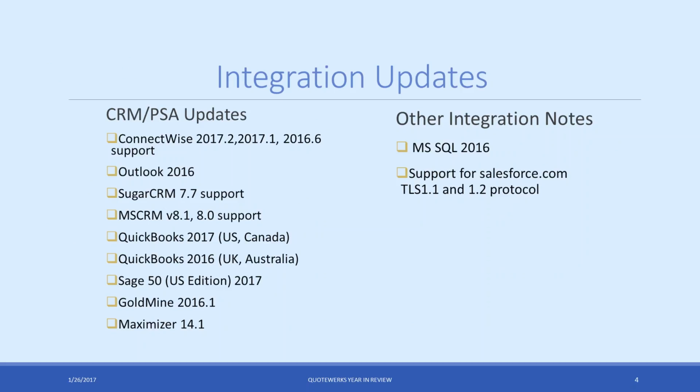So first off, the integration updates. There's a lot of them, as you can see, since we do support quite a few of the CRM and PSA systems. But specifically, ConnectWise 2017.2 all the way back to 2016.6 are supported. So if you're on any of those versions of ConnectWise, the very latest version of QuoteWerks does have all of that support. Outlook 2016, a lot of you have updated your Outlook to Office 16. So that is supported in the latest version as well.